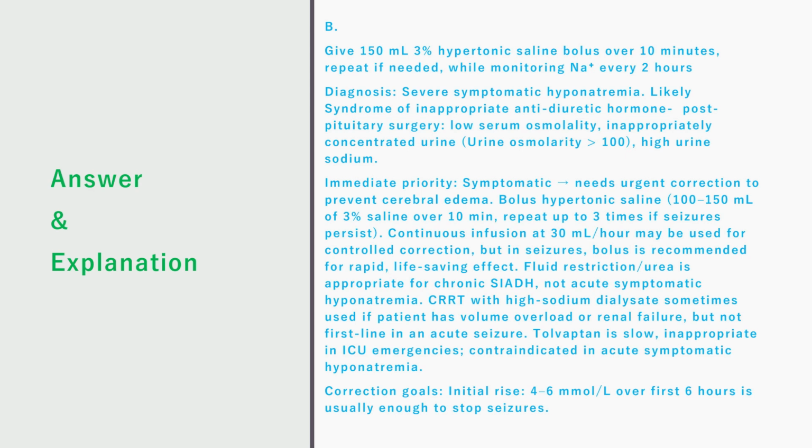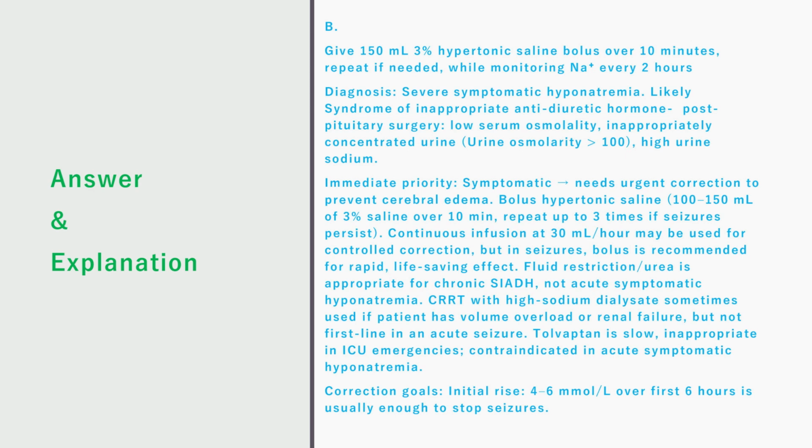Bolus hypertonic saline, 100 to 150 milliliters of 3% saline over 10 minutes. Repeat up to 3 times if seizures persist. Continuous infusion at 30 milliliters per hour may be used for controlled correction, but in seizures, bolus is recommended for rapid, life-saving effect. Fluid restriction or urea is appropriate for chronic SIADH, not acute symptomatic hyponatremia.